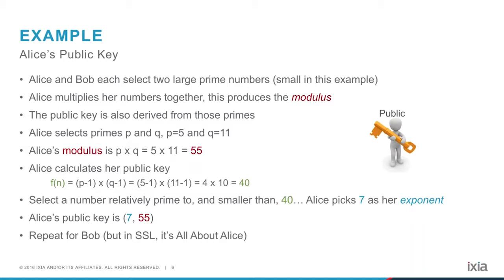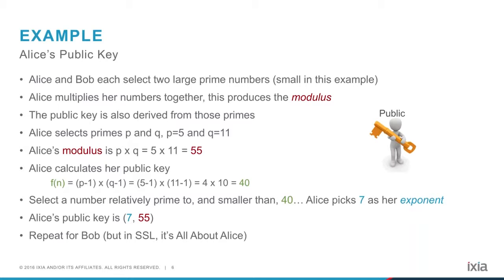The server is the one with the well-known public key, and so Alice in this example is going to be the server. So we really only care about her. So her public key pair is 7 and 55. Exponent 7, modulus is 55. Okay, now let's look at how we calculate Alice's private key. A little more math here.